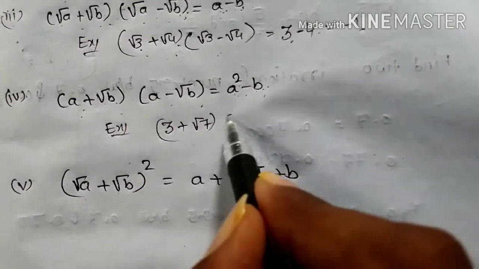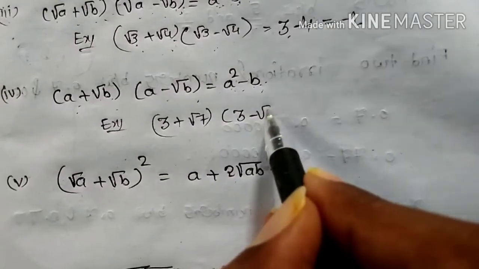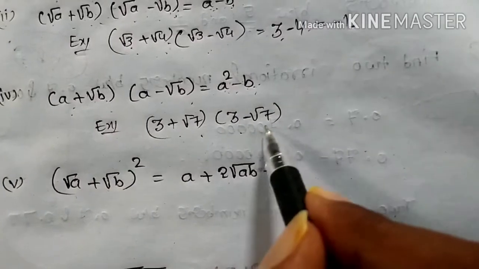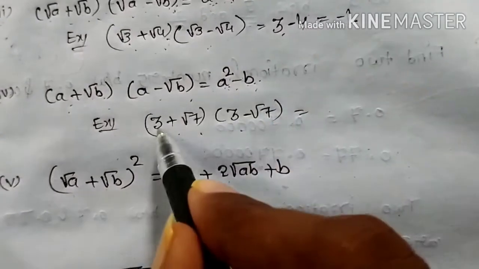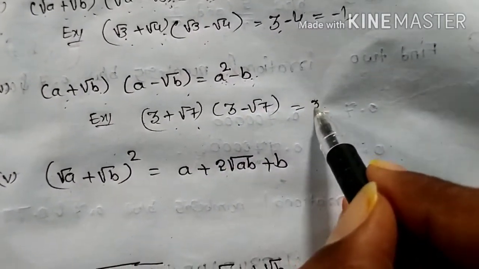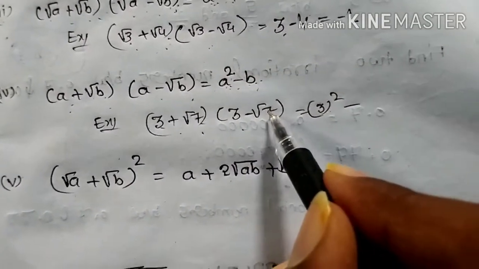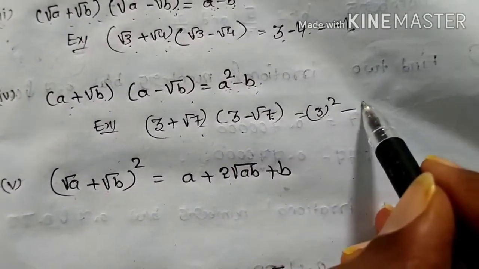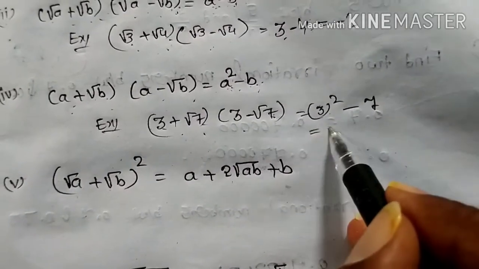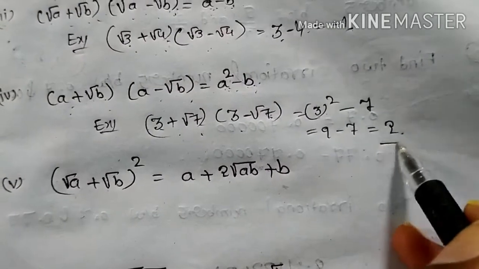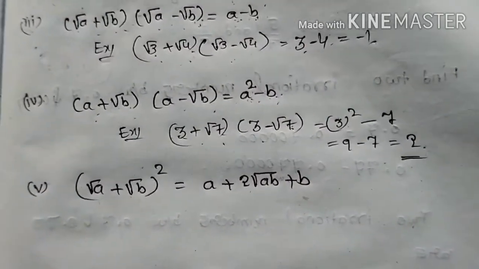For example, here I am taking 3 plus square root 7 into 3 minus square root 7. What is the formula? A square, that means 3 square. 3 square is how much? 9 only. Minus square root 7 whole square, how much? That means 7. 9 minus 7 is how much? Your answer is 2 only. Very easy formulas.